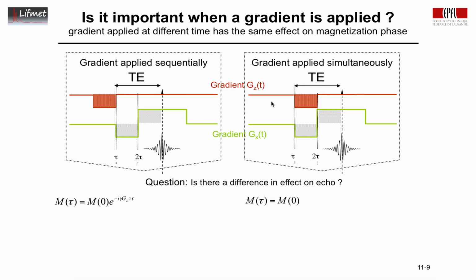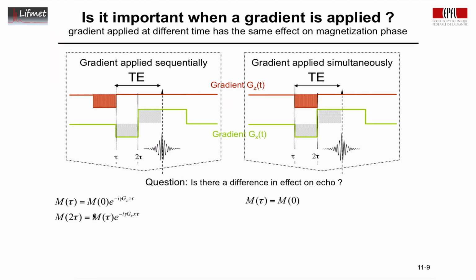And on the right side, the magnetization at time tau is still the magnetization at time 0. We have not done anything to the phase of the magnetization. This is always done in the rotating reference frame, so we don't consider the effect of B0. It makes it easier to write fewer terms.